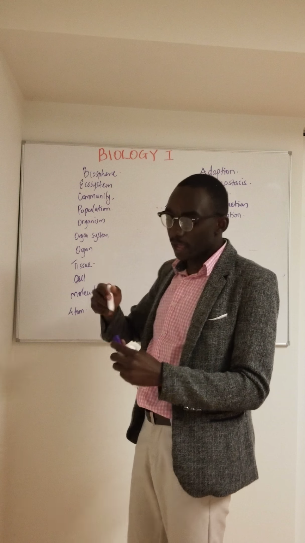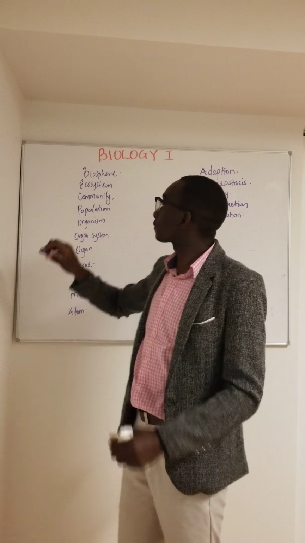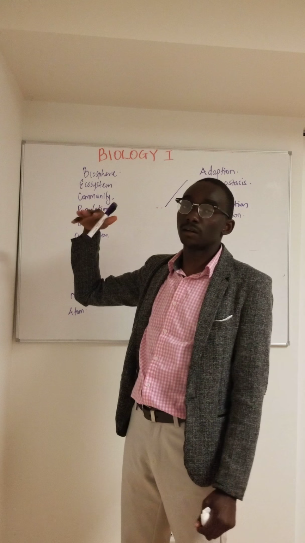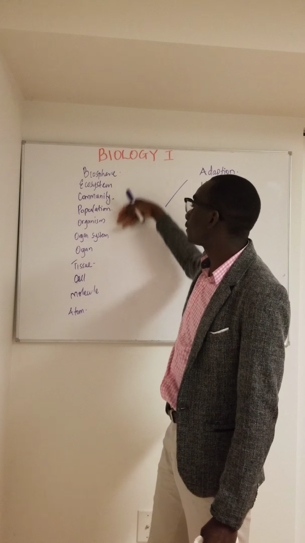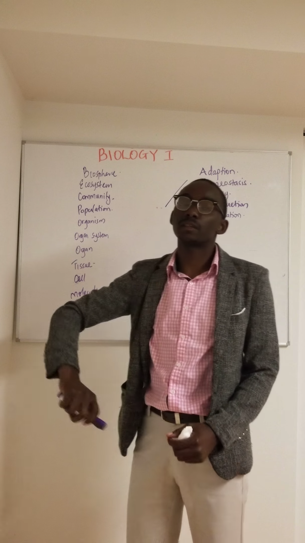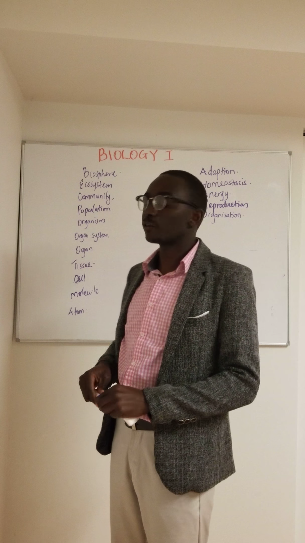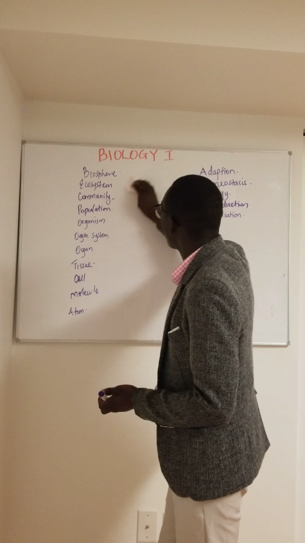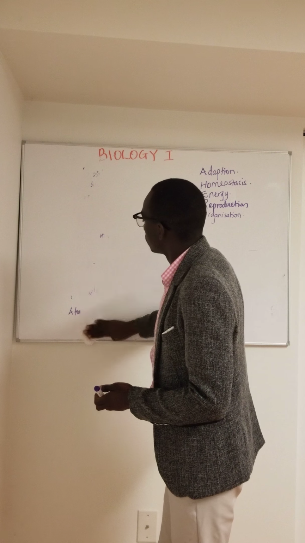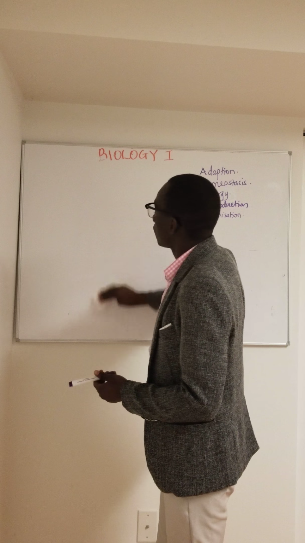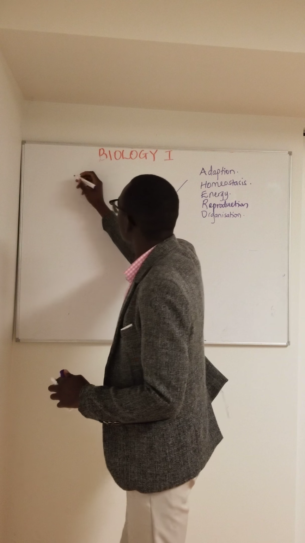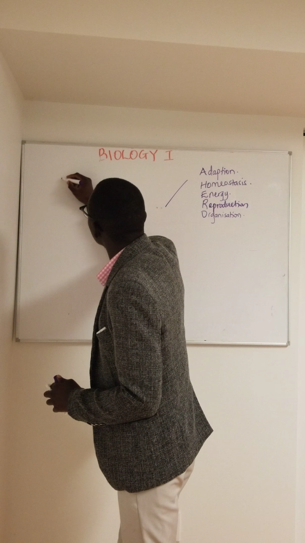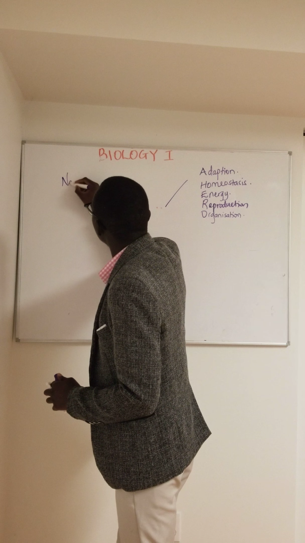So the biosphere is the largest form of organization of living animals. Then when you go down, an atom is the smallest form of organization of living animals. So from that, let us look at natural selection.